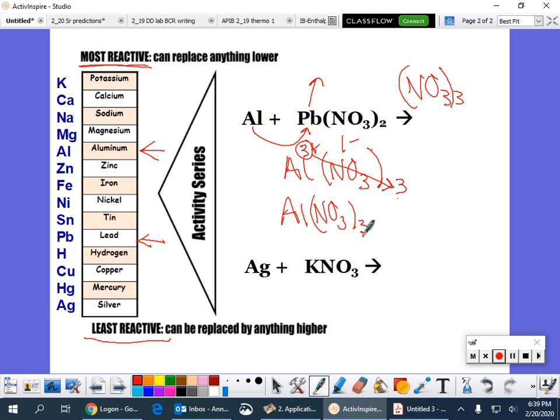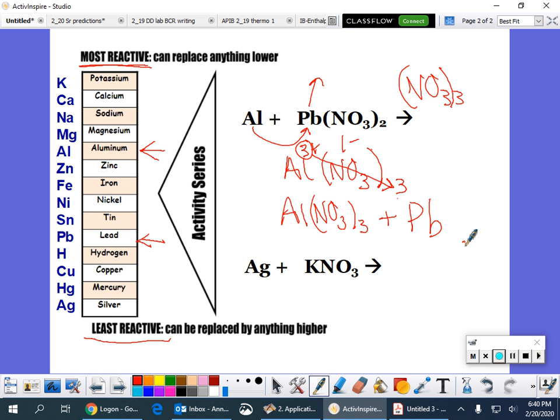Now that's not my only product. This is not a synthesis reaction. Remember, the lead is being kicked out by the aluminum, so it is also going to be a product by itself. And with metals, if we just have the metal by itself, it doesn't exist in a molecular form, so it doesn't need a subscript. It's just going to be however much lead we have. So now, looking at my overall equation, I have aluminum plus lead nitrate gives me aluminum nitrate plus lead.